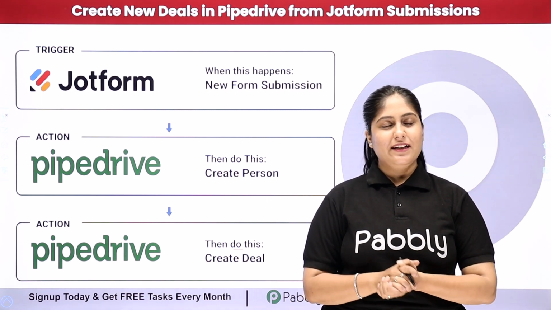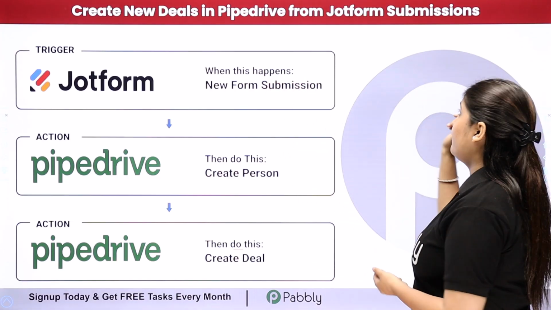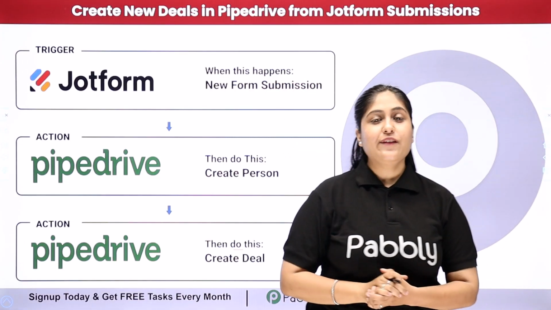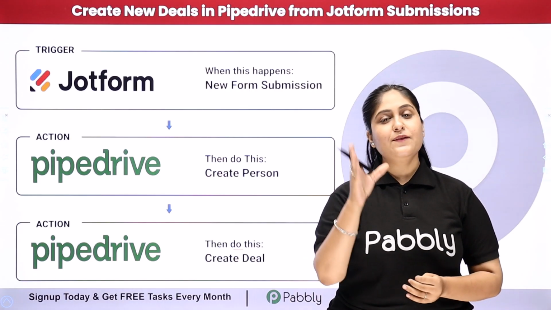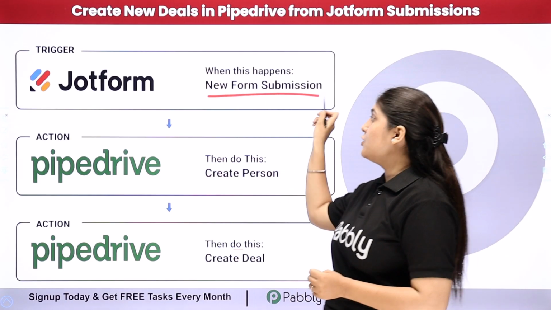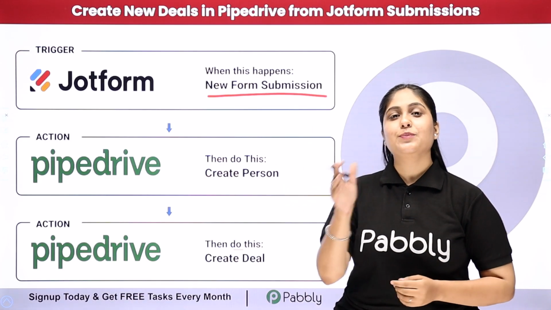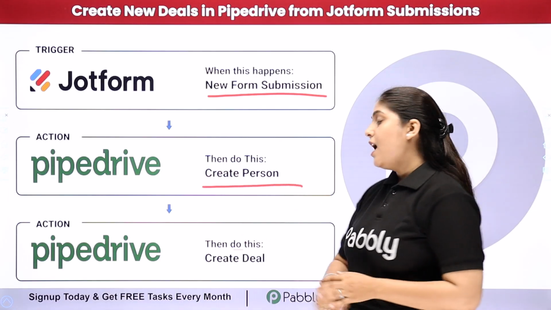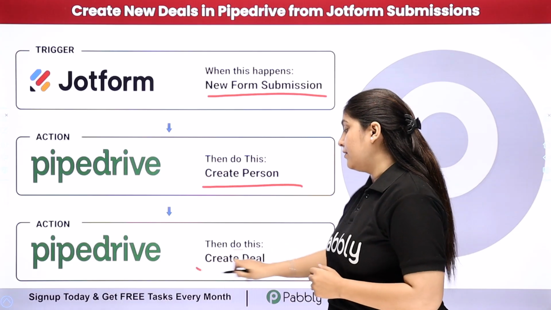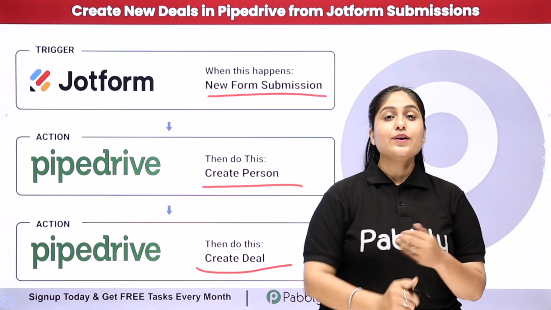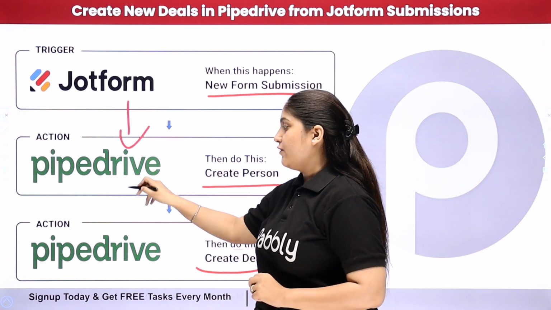Welcome back to Pabbly. In this video, we are going to understand how to create new deals in Pipedrive from a Jotform submission. I have created an inquiry form using Jotform, and my objective is that whenever I receive a new form submission, a new person should automatically be created using the details in my Pipedrive account. And after creating a person, a deal for the same should automatically be created in my Pipedrive account.